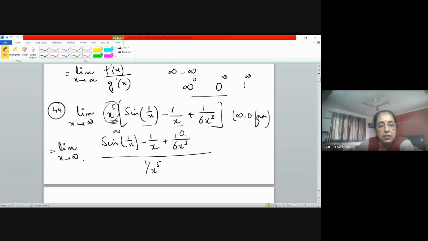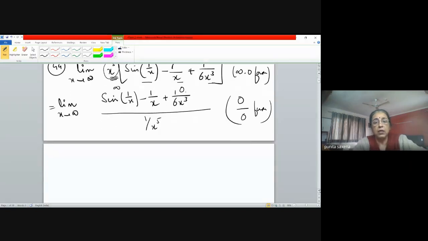Right. Now, when x tends to infinity, as in the earlier case, the numerator is still 0. And because of this term here, this becomes a 0 by 0 form. So now this is totally apt where we can apply L'Hopital's rule. But what I see here is that this 1 by x is present everywhere. And if I apply L'Hopital's rule, this 1 by x might create problems, in the sense that we'll have to write the derivative of sine 1 by x, which will be cos 1 by x into minus 1 by x square, and so on and so forth.